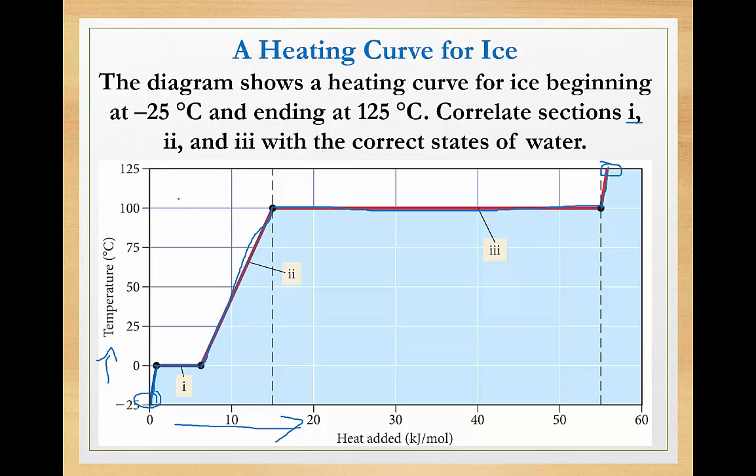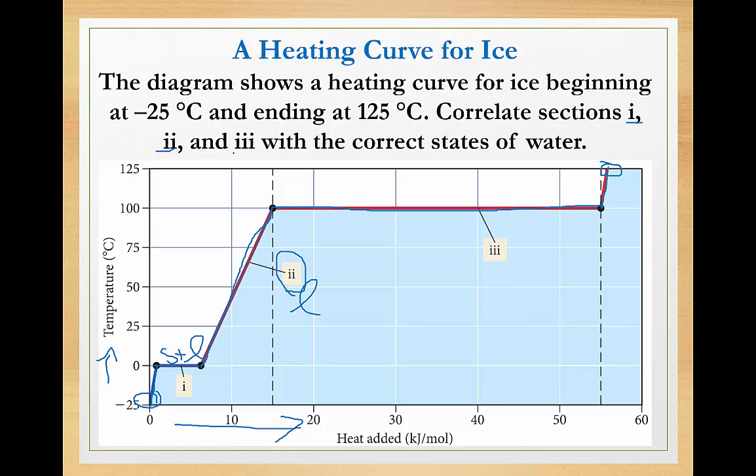Now, if we look at 2, okay, we're on an uphill curve. It is not a flat line, so there's only going to be one phase when we're on an uphill, where the energy, heat added, is changing the temperature. So when the temperature is increasing, here going from 0 to 100, that's liquid. Okay, so here we had solid plus liquid. Here we have just liquid.